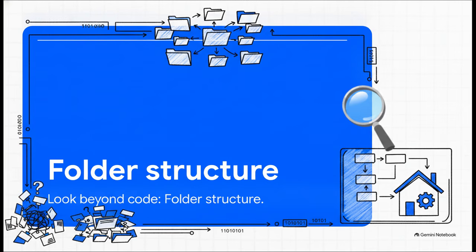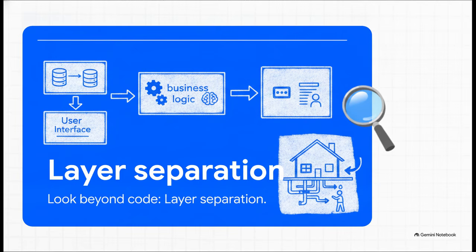A well-organized structure isn't just about tidiness. Actually, scratch that. It's not about tidiness at all. It's the absolute primary way your architecture communicates its intent to literally anyone who looks at it. And that structural intent leads us directly into our next concept, layer separation.